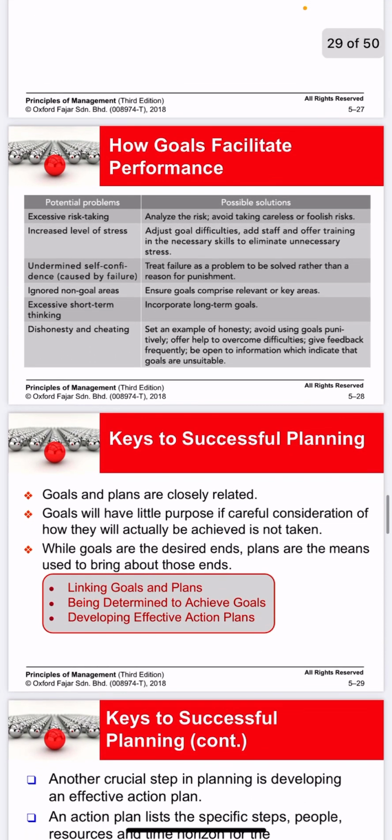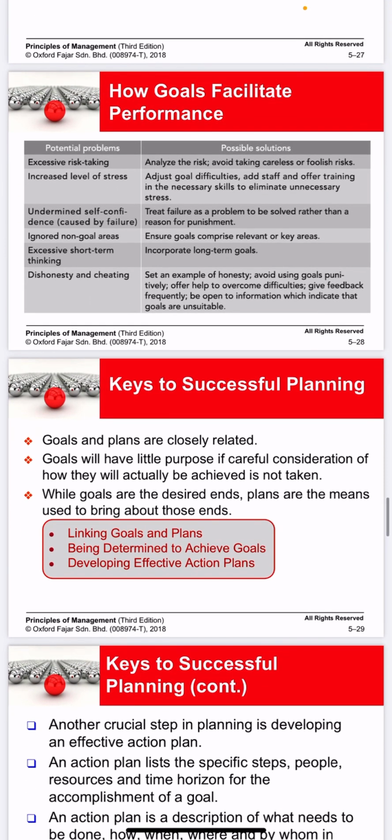Key to successful planning: goals and plans are closely related. Goals will have little purpose if careful consideration of how they will actually be achieved is not taken. While goals are the desired ends, plans are the means used to bring about those ends. Linking goals and plans means being determined to achieve goals and developing effective action plans. So these are the keys to successful planning, how to become successful in planning.